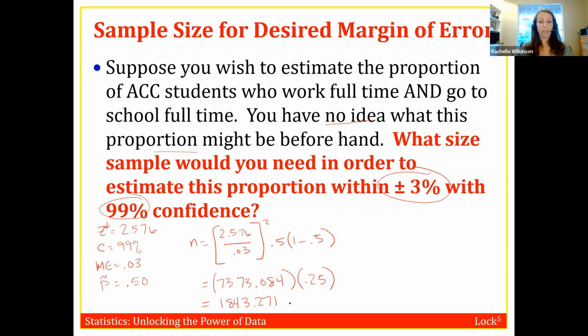So I end up with 1843.271, but we always round up. So I'm going to end up needing to sample 1,844 people. Okay, so this isn't really too tricky. Let me tell you the 3 ways that sometimes people make mistakes here. So one way that they make a mistake is by not rounding up. That's pretty common. So always round up when you're doing sample size.